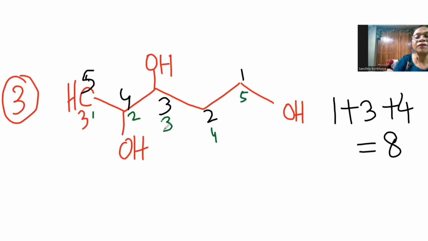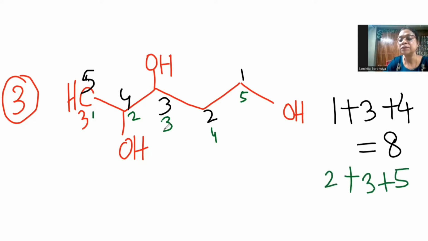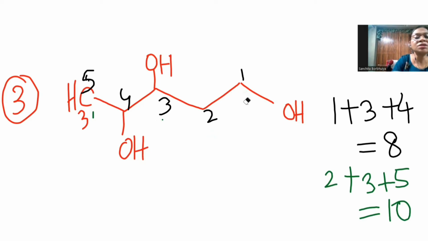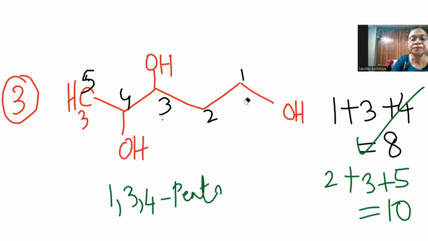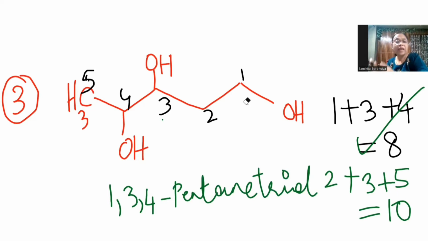4, 5. Let's take this numbering, the green one, the OH groups are coming on the 2nd, the 3rd, and the 5th. So the sum is 10. So you know which is correct. The black numbering is correct. So we would have to name it. Whenever there's a doubt, you would just number it and get the correct answer. So this is correct, 8. So it is pentane-1,3,4-triol. So this finishes my task.